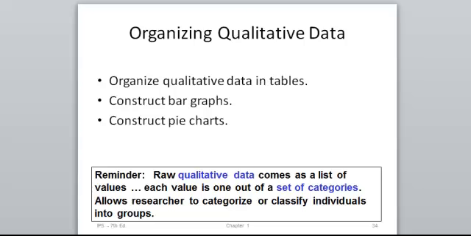So now we're going to look at how to do our own graphs, and I'm going to pull up Minitab and we're going to work through this. So we're going to organize our qualitative data. We're going to do bar graphs and pie charts.